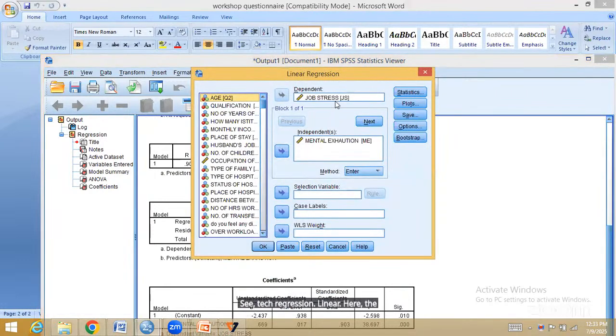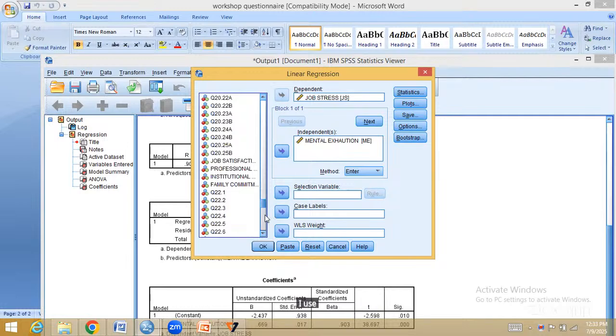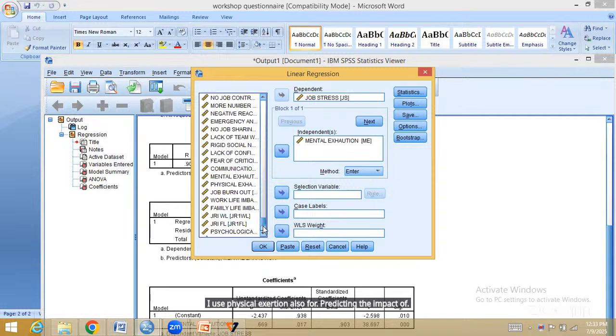the job stress, which is influenced by mental exhaustion. In addition to mental exhaustion, I use physical exhaustion also for predicting the impact on job stress. So one more variable I add into this model. That variable is physical exhaustion. Now we have two independent variables, one dependent variable. What is the dependent variable? Job stress, which is influenced by two independent variables, mental exhaustion and physical exhaustion, and click OK.